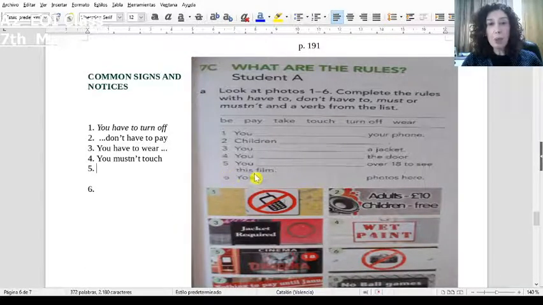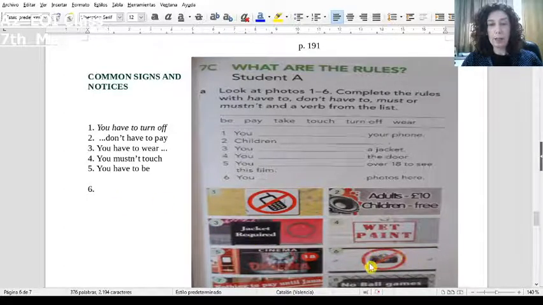Number 5. You over 18 to see the film. Then you have the obligation. You must or you have to. Aunque have to, puedo poner must. Be over 18. Tienes que ser mayor de 18 años.